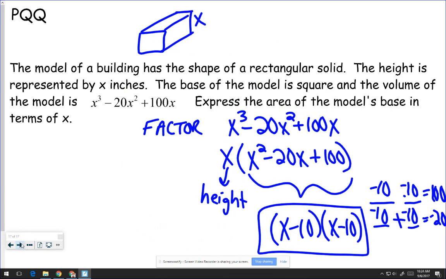This is also a possible quiz question. It talks about the model of a building that has the shape of a rectangular solid. The height is represented by x, and they give you that and ask you to factor it. So if we factor it, we end up with x times x minus 10 times x minus 10.